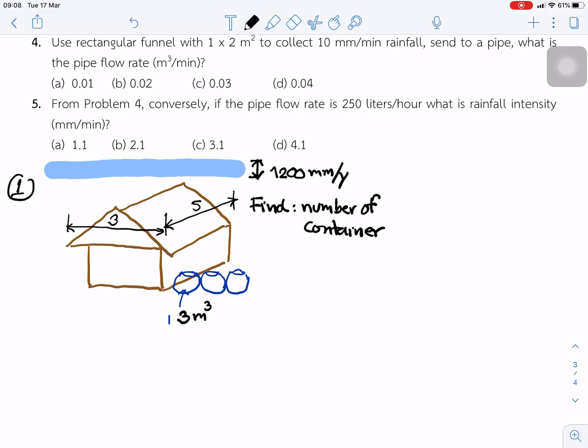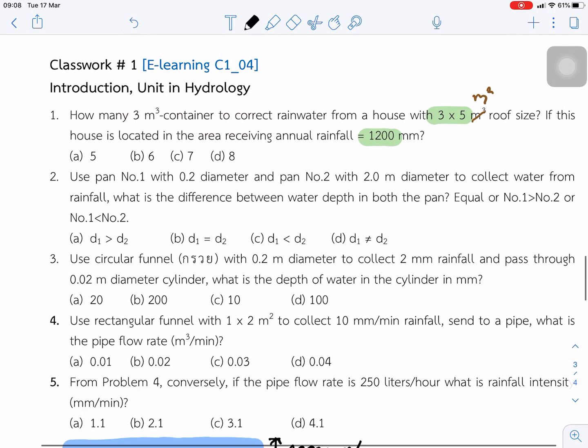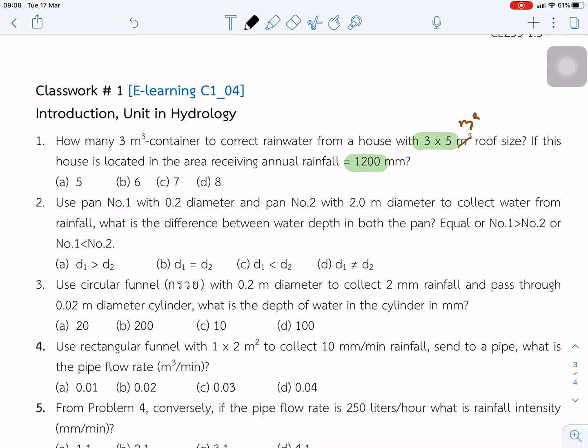For the second problem, use pan number 1 with a 0.2 meter diameter and pan number 2 with a 2 meter diameter to collect the water from rain. So what is the difference between the water depth in both pans? Explain whether the depth in pan number 1 or number 2 is equal, greater than, less than, or not equal.